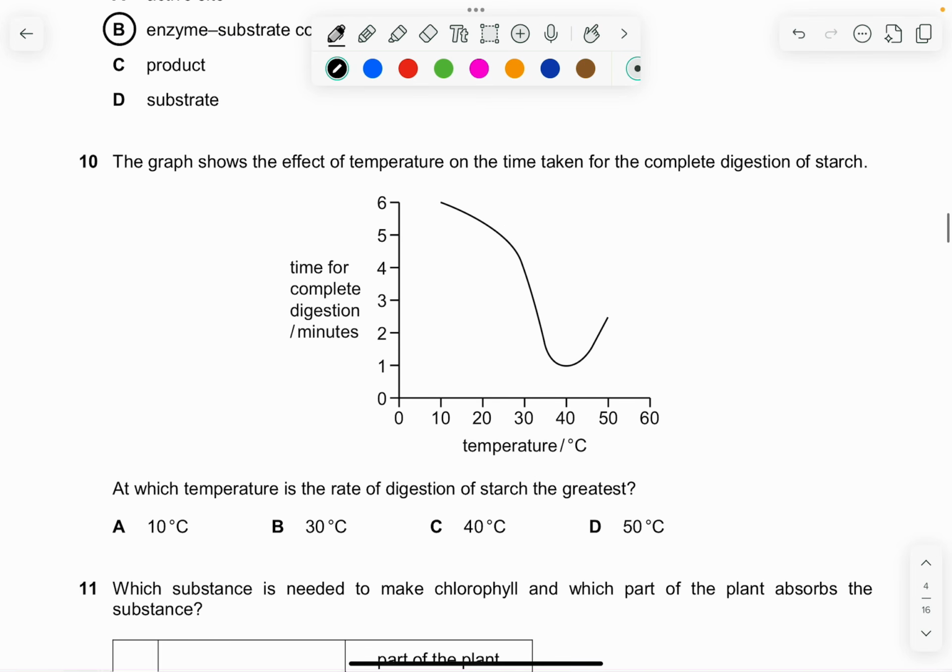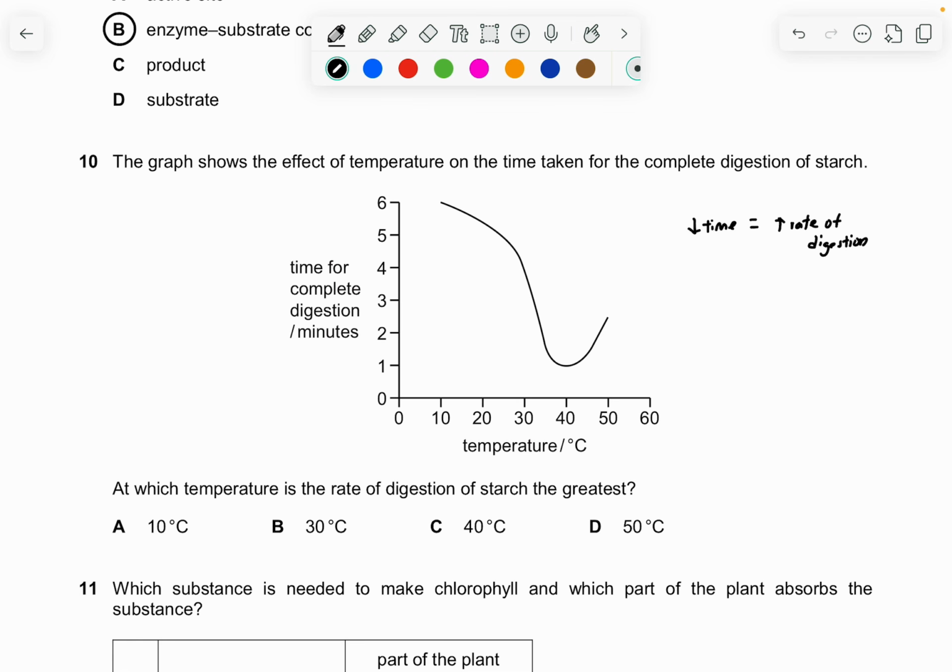Okay. Question 10. The graph shows the effect of temperature on the time taken for the complete digestion of starch. At which temperature is the rate of digestion of the starch the greatest? Okay. So usually the shorter amount of time to complete digestion is the highest. Okay, so the shorter the time, the higher the rate of digestion.